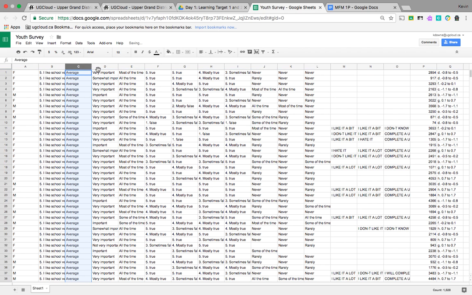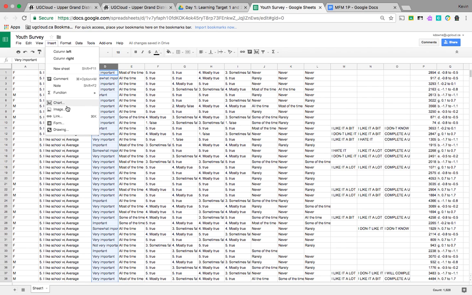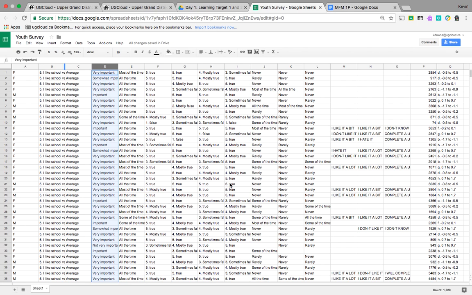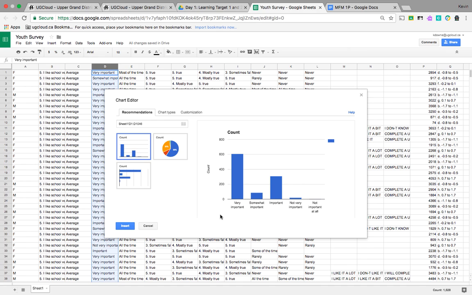Or something like this, where we haven't sorted, by column D, insert chart. And so, again, this is ordinal data, but you notice that it's really just in the order they appear. Very important first, somewhat important second. So you have to find a way to sort it so that number 1 comes up first, number 2 comes up second, and the only way to do that after is to actually do that in the data collection.